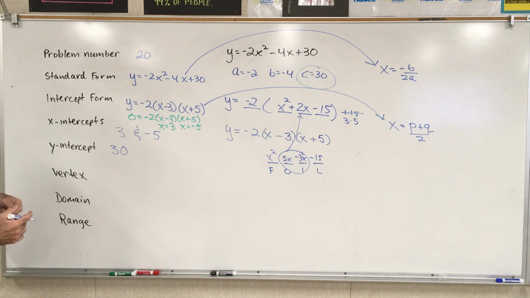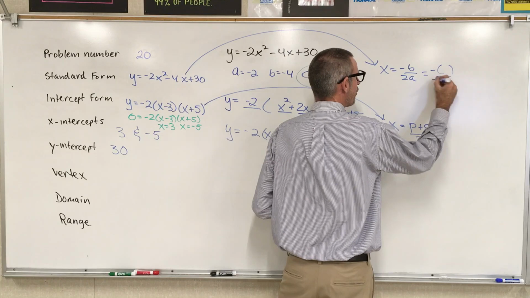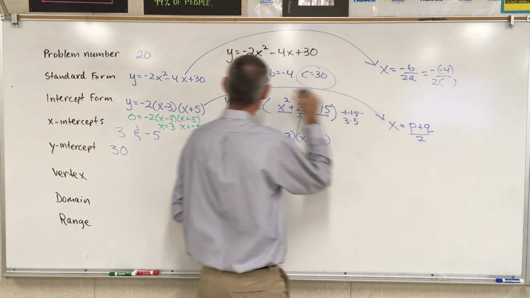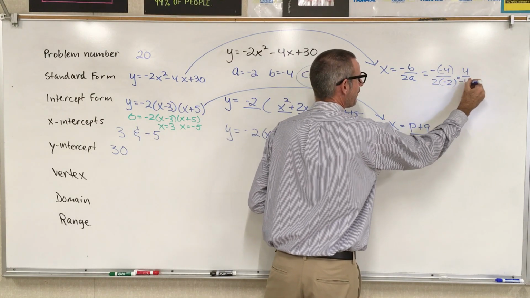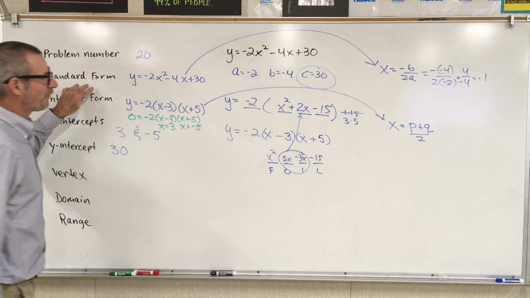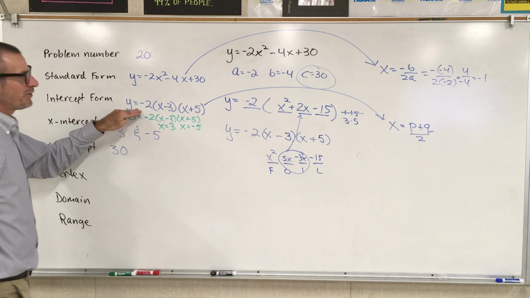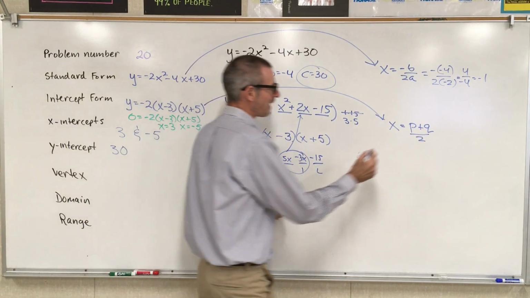So I'm going to quickly do the problem both ways. This is going to be negative b over 2a, which is negative 4, and a is negative 2. And so that'll make 4 over negative 4, which is negative 1. So if I use standard form, it says that the x-coordinate of my vertex is negative 1. If I use intercept form, I'm just supposed to take the two x-intercepts and add them up and divide by 2.